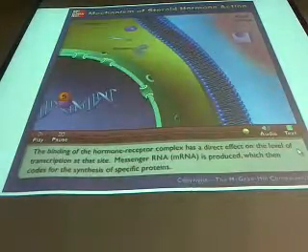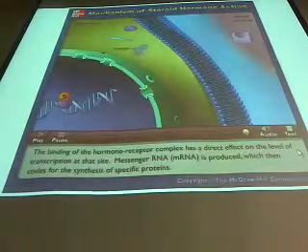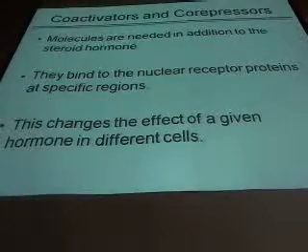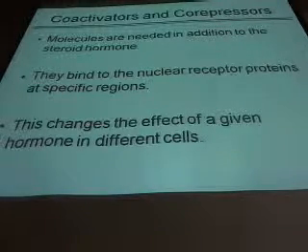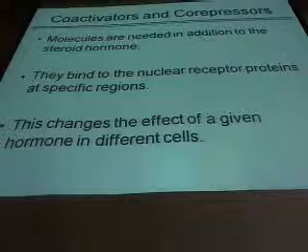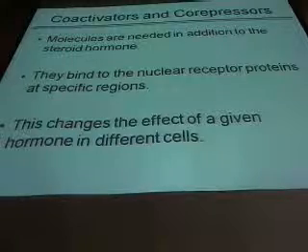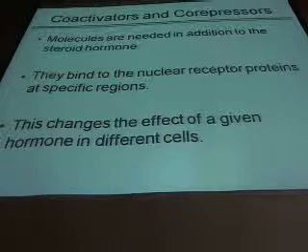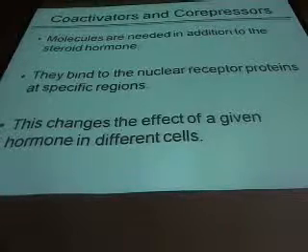And the proteins are packaged and either used by the cell or sent out into the bloodstream to be used by other cells. Okay, you have coactivators or corepressors. And this is just like a coenzyme. It's a molecule that attaches and allows the hormone to start the transcription. They bind to the nuclear receptors in specific regions. It changes the effect of a given hormone on different cells, depending on what the cell is supposed to be doing.